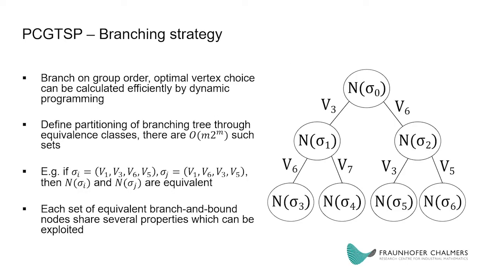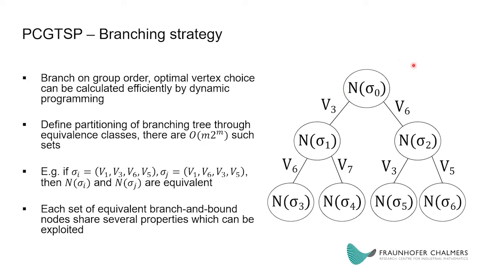Our main contribution in this work is a novel branching strategy for the GTSP, together with an adaptation of a specialized pruning technique first proposed by Shabaki and Jamal in 2015 for the non-generalized case of the same problem. So rather than branching on edge variables, which is quite common for TSP variants, we branch on group order. Every tour is required to begin at the starting group, V1, so this is the only group that is fixed at the root node here in the branching tree.